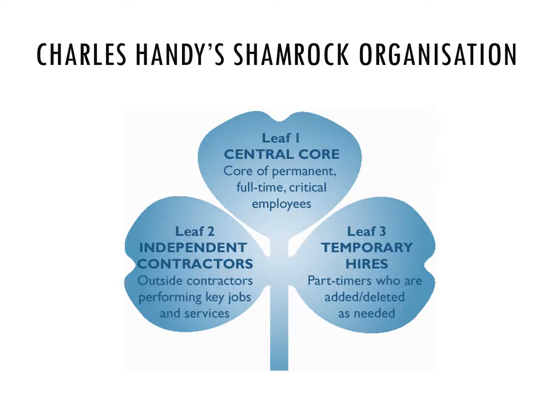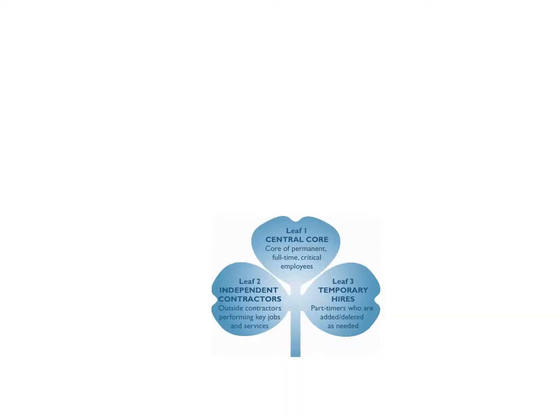And 3, we might have temporary hires. So these are part-timers or people on seasonal contracts who are added or removed as needed by the levels of demand for that particular business. So let's have a look at a practical example, and we're going to focus on the fashion label H&M.